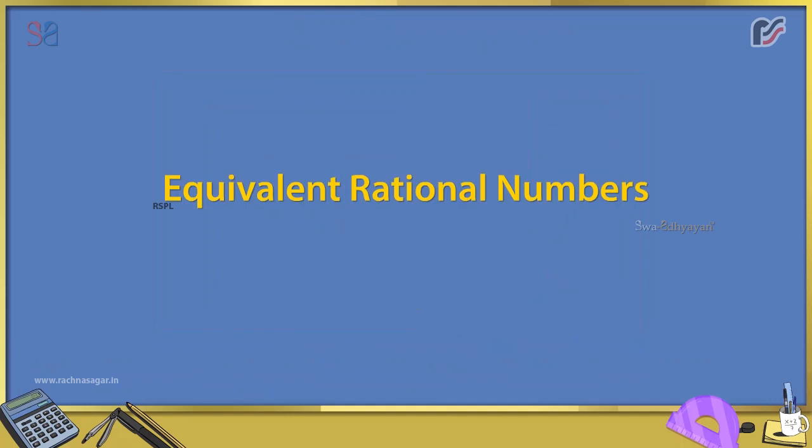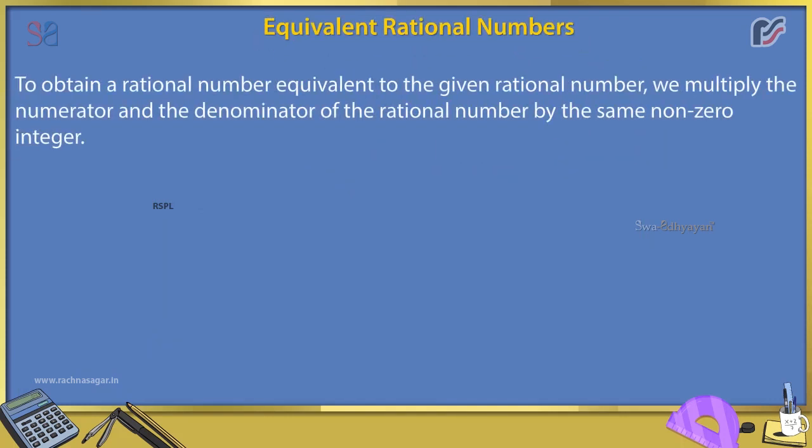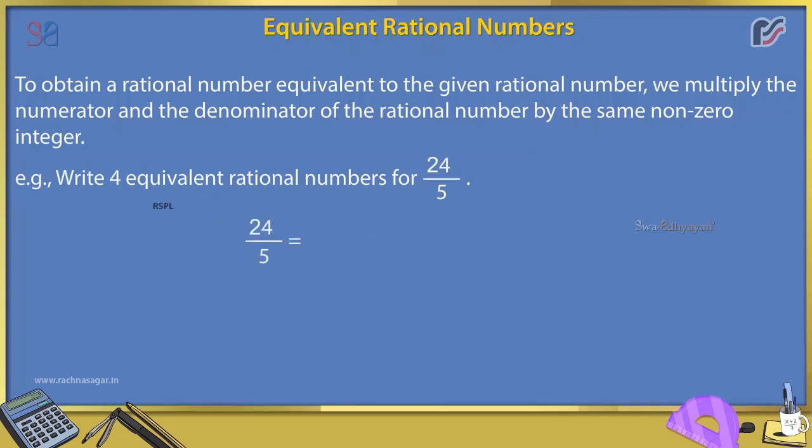Equivalent rational numbers. To obtain a rational number equivalent to the given rational number, we multiply the numerator and denominator of the rational number by the same non-zero integer. Example, write 4 equivalent rational numbers for minus 4 by 5. Minus 4 by 5 is equal to minus 4 into (minus 1) by 5 into (minus 1), which is equal to 4 by minus 5.